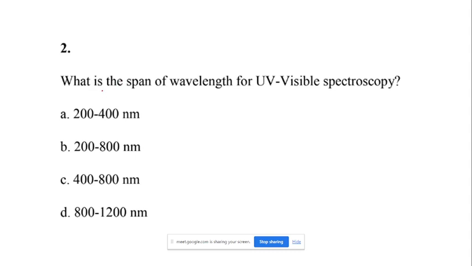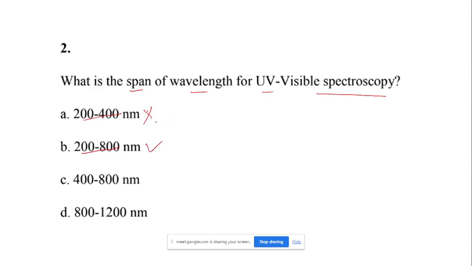Question number two is, what is the span of wavelength for UV visible spectroscopy? We have already discussed this. 200 to 400, no, it is only for UV, so this is not correct. This wavelength is for only UV. Then 200 to 800, yes, this is correct.